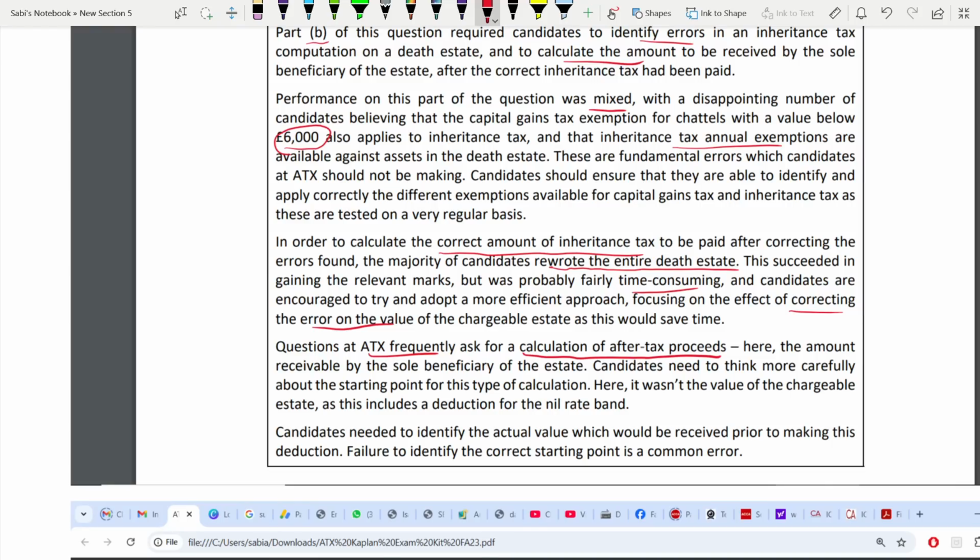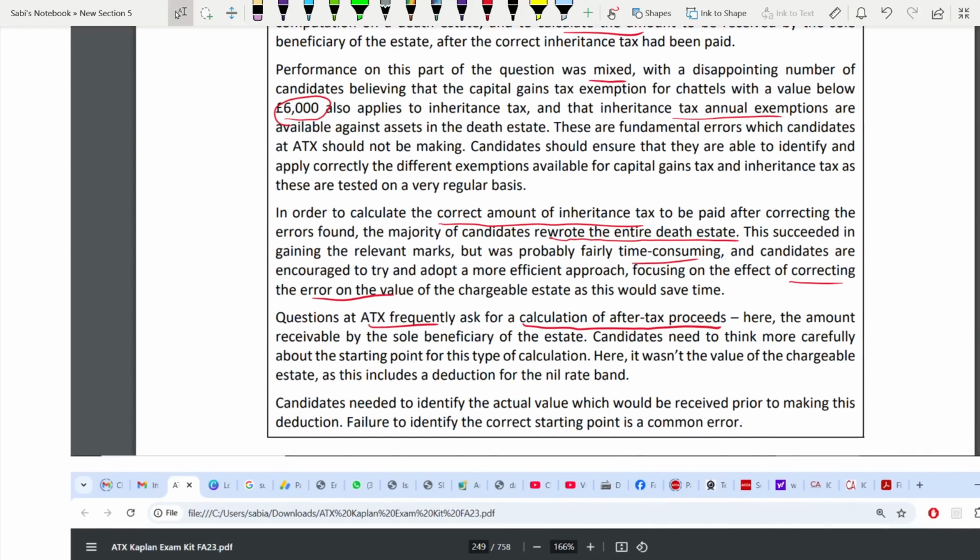Okay. So now that's why you have to think what should be the starting point when you're calculating. In here, okay, the starting point is not the value of the chargeable estate. If you start from the chargeable estate, they have already deducted the nil rate band. You have to do it before deducting the nil rate band.